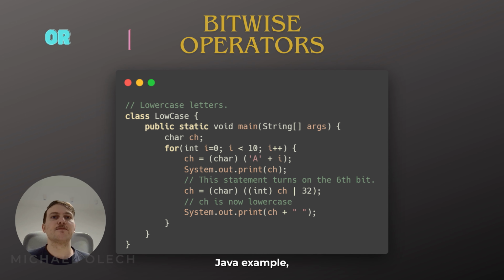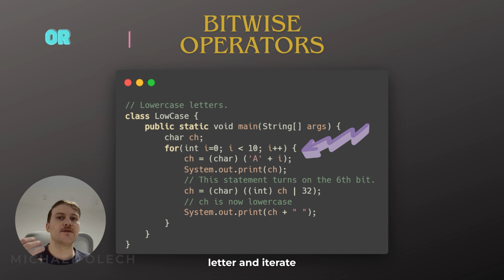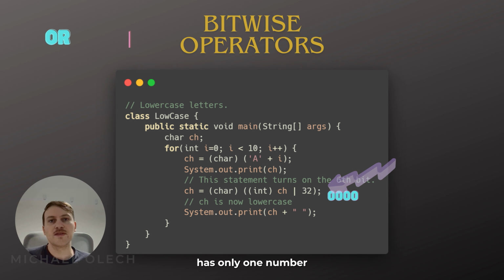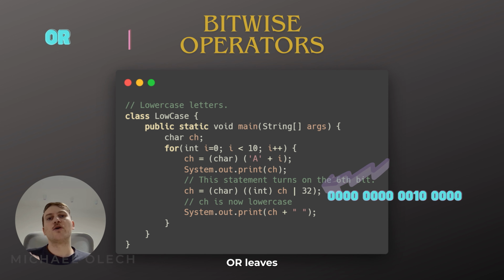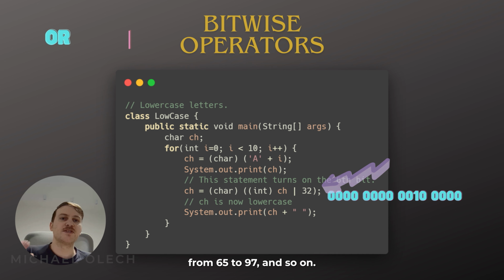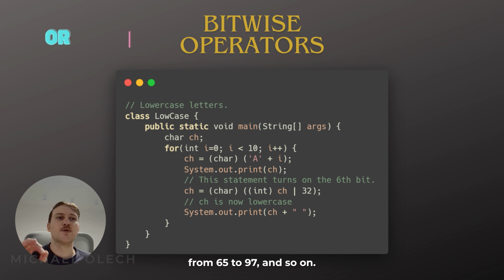In the second Java example, we will do the opposite. In this case, we will start with the uppercase letter A and iterate 10 times. To get a lowercase character, we have to use the integer value 32, which in binary format has only one 1 at the 6th position. OR leaves the rest unchanged and turns on the 6th position, so we increase the value to get the lowercase representation from the ASCII table. In other words, we increase the value from 65 to 97 and so on. 65 in this case is uppercase A and 97 is lowercase a.